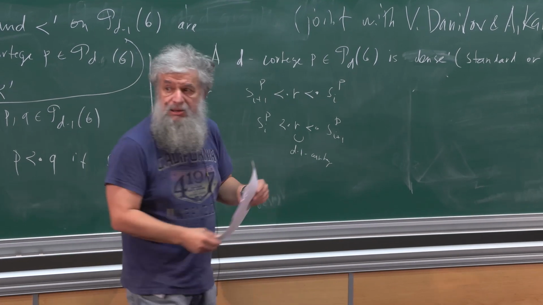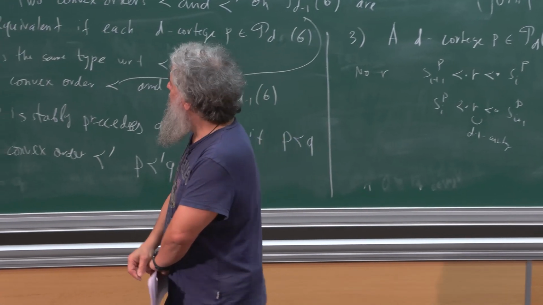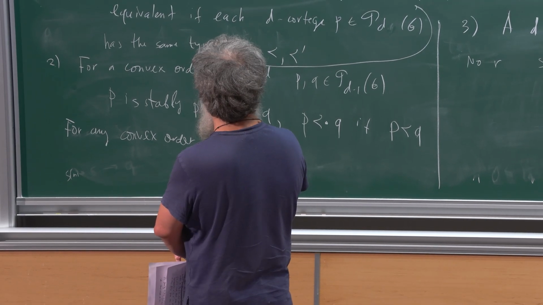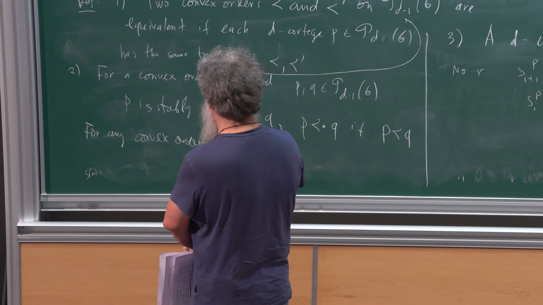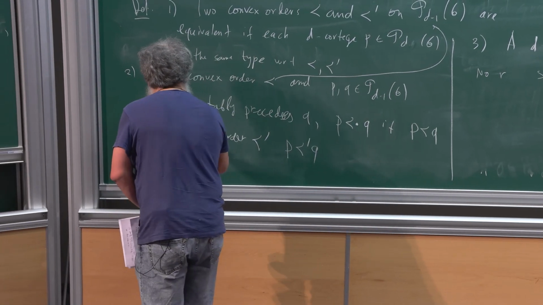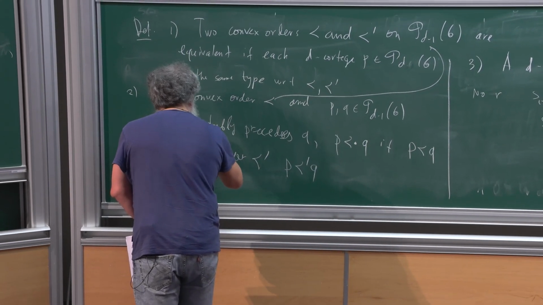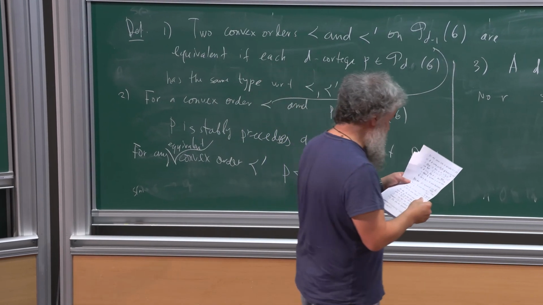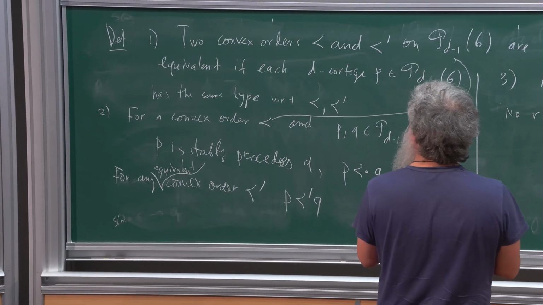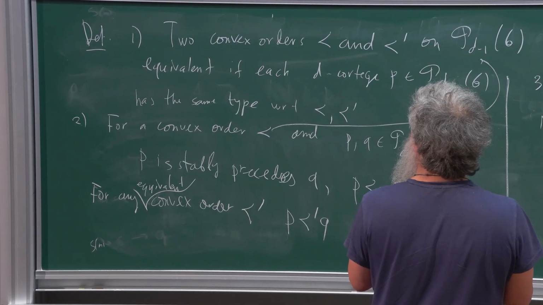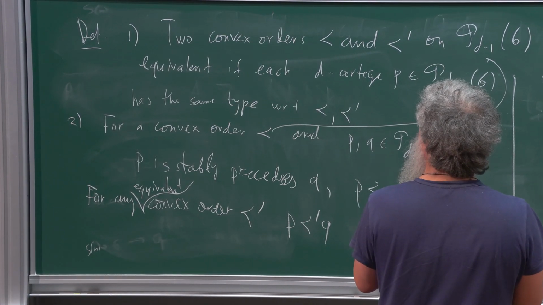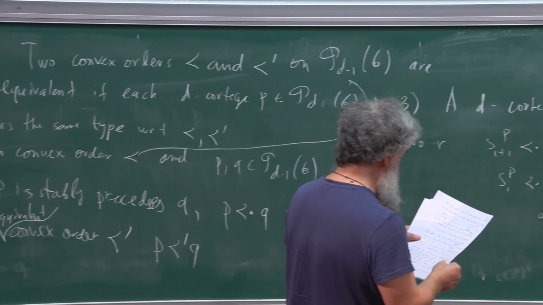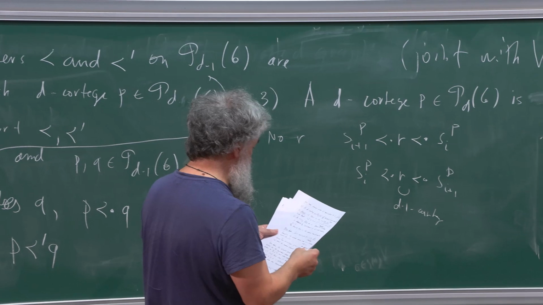Is it true that in definition 2, I should read "for any convex order" as "for any equivalent convex order"? Yes. Thank you. Yes, ten minutes. Okay, just ten minutes, good.